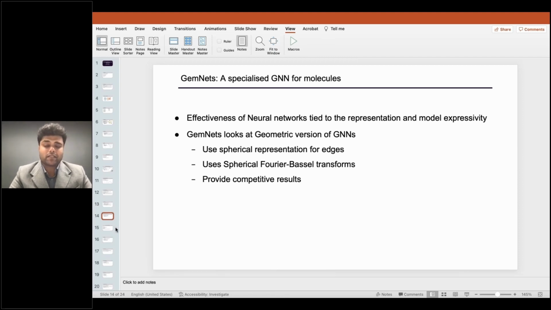GemNets, as I mentioned before, are an example of a very specialized GNN for molecules. As I was mentioning, expressivity of a neural network is basically how much information it can actually infer about the graph, and that is very important. With GemNets, one of the aspects they've done is look at the representation and model expressivity, by looking at the geometric version of the GNN, with a spherical representation for edges. Instead of working in Cartesian coordinates, they're working in spherical coordinates. And instead of using something like the Fourier transform, they're using the spherical Fourier-Bessel transforms. That is providing competitive results. Basically, the suggestion is that domain-specific graph neural networks are a very tempting region to be in.